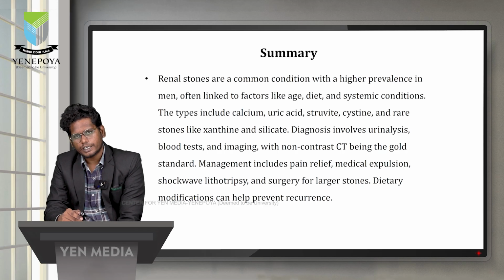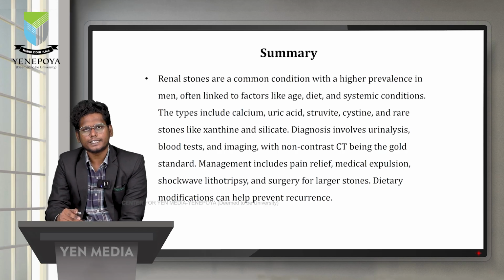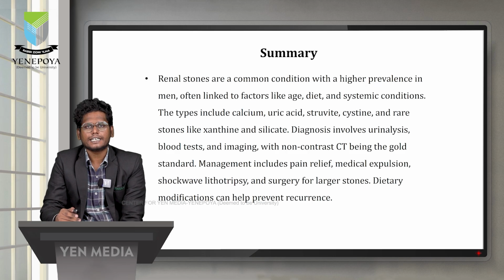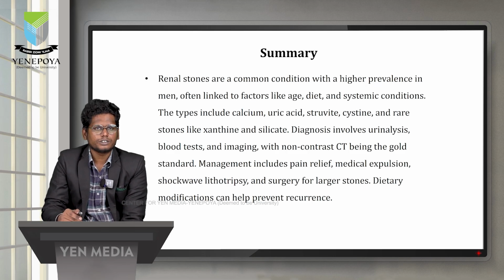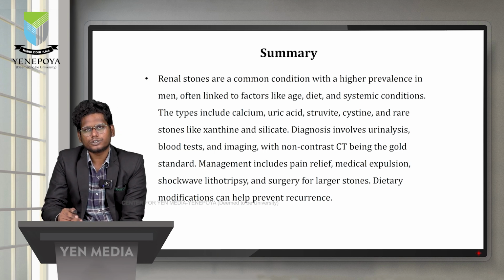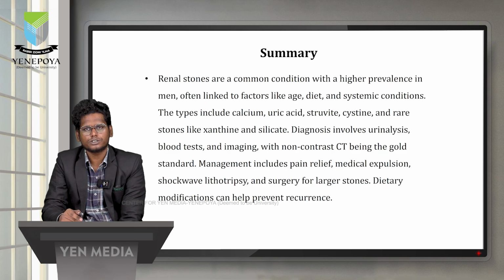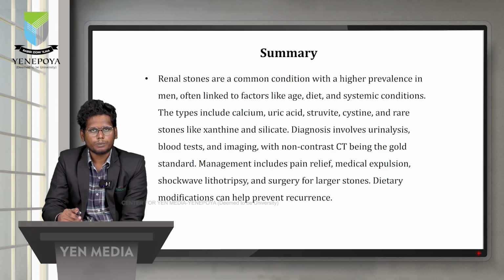Then the summary of renal stones: renal stones are a common condition with high prevalence in men, often linked to factors like age, diet and systemic conditions. The types include calcium, uric acid, struvite, cystine and rare stones like xanthine and silicate stones. Diagnosis involves urine analysis, blood tests and imaging, with non-contrast CT being the gold standard. Management usually includes pain relief, medical expulsive therapy, shock wave lithotripsy, and surgery for larger stones. Dietary modification can help prevent the recurrence of kidney stones.